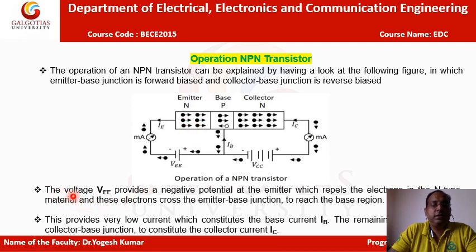Finally, we can say the voltage VE provides negative potential at the emitter, which supplies electrons to the base region, and these electrons cross the emitter-base junction into the base region. This provides a very low current, the base current IB. The remaining electrons move across the collector-base region and make the collector current IC.